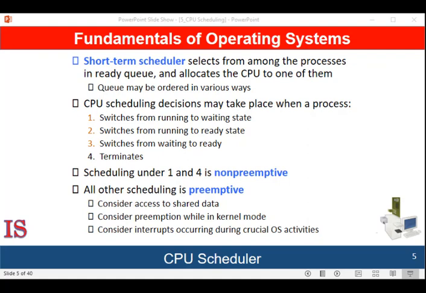Let's take a break right here. When we come back, we'll discuss how situations 2 and 3 are handled by the operating system. Look over your notes, take care of any business that you need to take care of, and when you're ready, come on back to lesson 2 of unit 3.